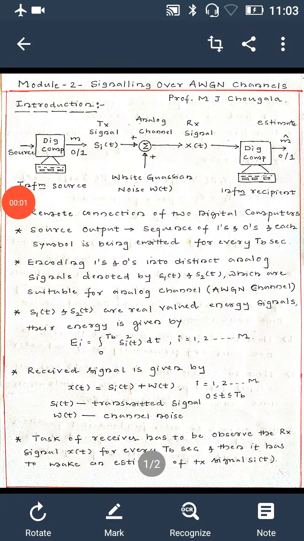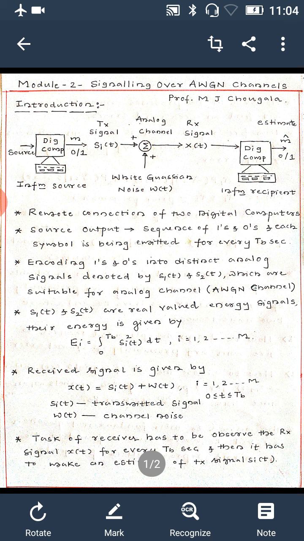Hello everyone. In today's lecture, we will be discussing the second module in the digital communication subject, which is signaling over AWGN channel. To understand this module, you need basic knowledge related to two subjects, information theory and coding, as well as vector systems. Since you are already familiar with these topics, it is not so difficult to understand the topics belonging to this particular module.